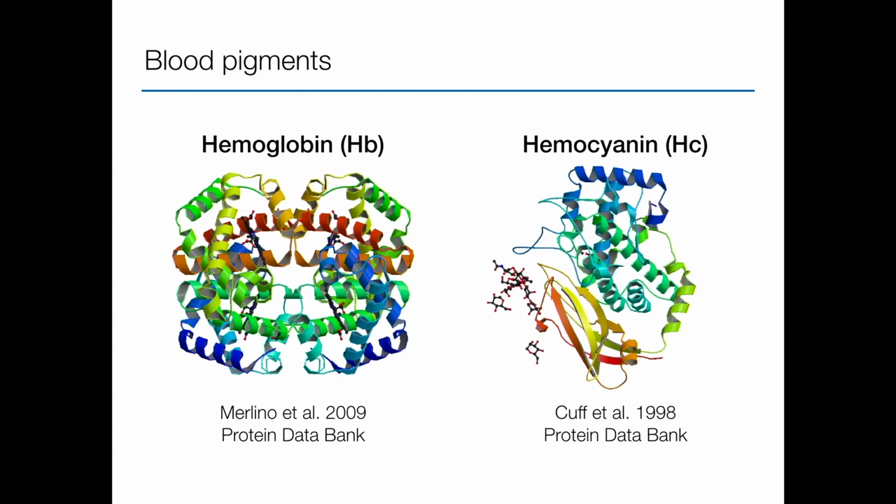I'm talking about blood pigments, just to give you an idea of what they look like. This is a hemoglobin, the one that we have as humans in our blood, and it has iron as the binding site for oxygen. This is a hemocyanin, which is what a lot of marine invertebrates have in their blood for binding. You can see quite a bit of difference between these two molecules, but they have the same overall function.